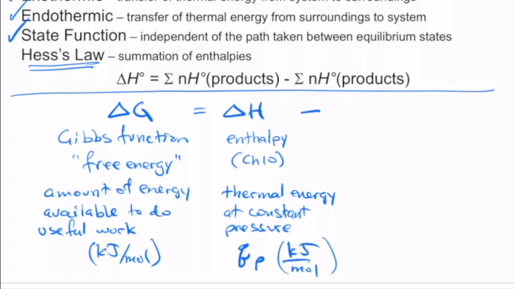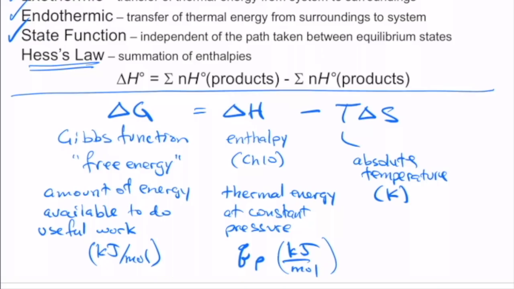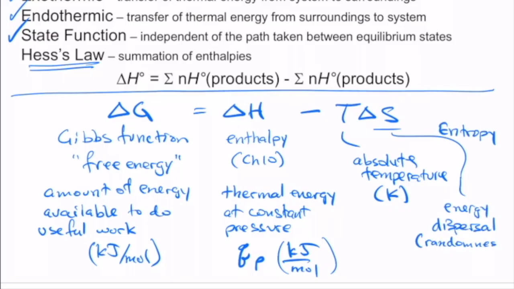So we're going to have another term here, minus T delta S, where T is the temperature, that's the absolute temperature, so using the Kelvin scale. And then delta S, which is the entropy of the system. Entropy, as we'll be discussing, that's basically the energy dispersal or randomness of the system. And that's measured in joules per Kelvin, not kilojoules.